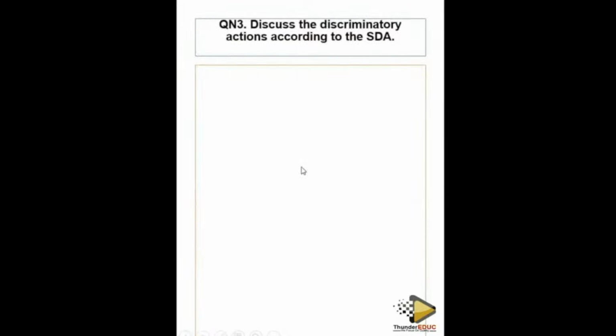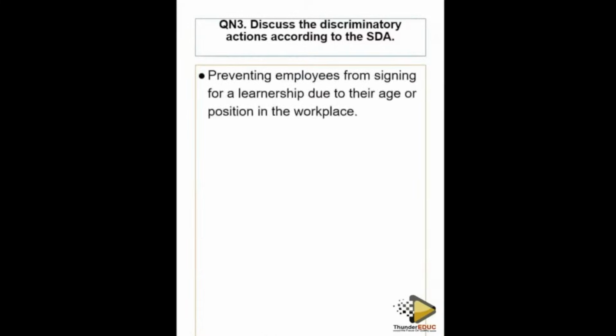So now we are going to check discriminatory actions according to the Skill Development Act. The heading says what the act says no to. The act says no to preventing employees from signing for a learnership due to their age or position in the workplace. So now this act doesn't only cater for a certain specific age group. It should cater for each and every person, whether young or old.